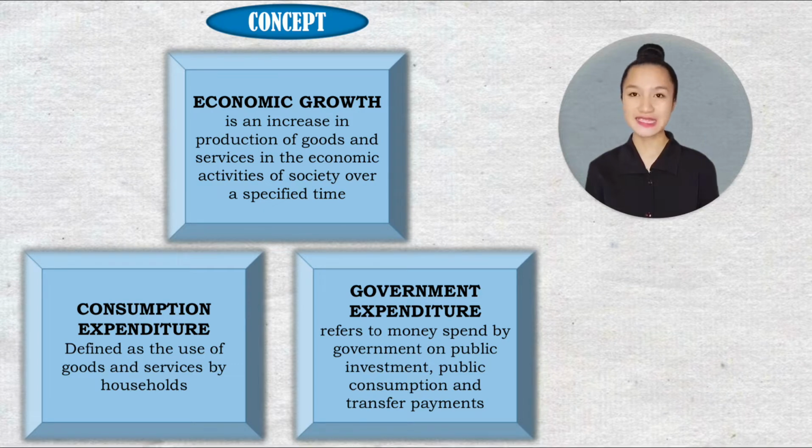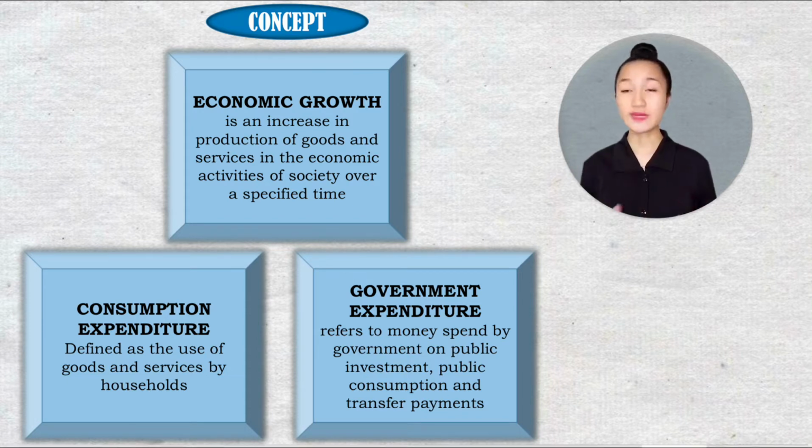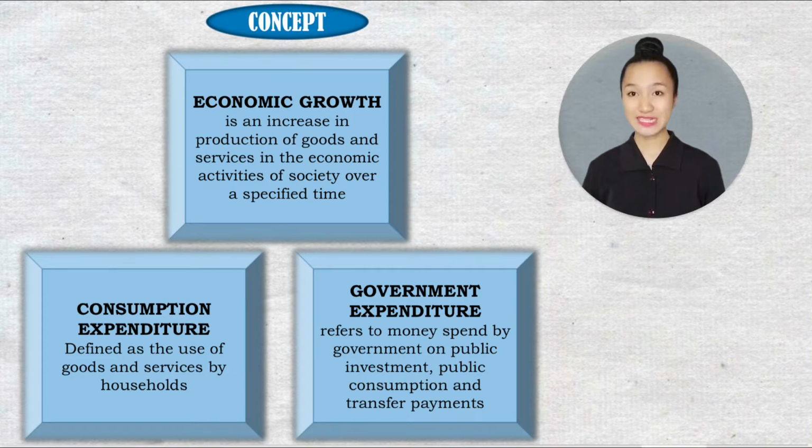Consumption expenditure is defined as the use of goods and services by households. Consumption is broadly viewed as the final purpose of economic activity. It is a component in the calculation of the GDP. Government expenditure refers to the money spent by the government on public investment, public consumption and transfer payments consisting of income transfers such as pensions and social benefits. Government expenditure is financed through two sources, which are tax collection by the government and government borrowing. Typically, government expenditure data are derived from the OECD.